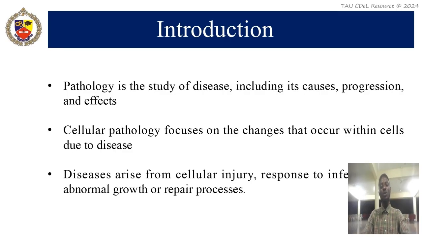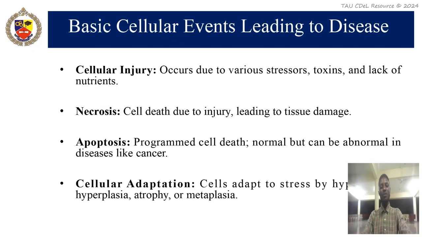The cellular pathology focuses on the changes that occur within the cell due to disease. Diseases arise from cellular injury, response to infection, and abnormal growth or repair processes. So let's look at the basic cellular events leading to disease. We have cellular injury, which usually occurs due to various stressors, toxins, and lack of nutrients. We also have necrosis, which is cell death due to injury leading to tissue damage. We also have apoptosis, which is programmed cell death, normal but can be abnormal in diseases like cancer.